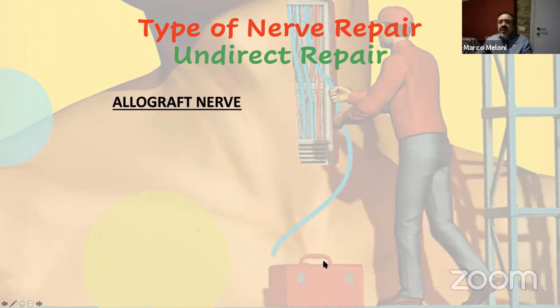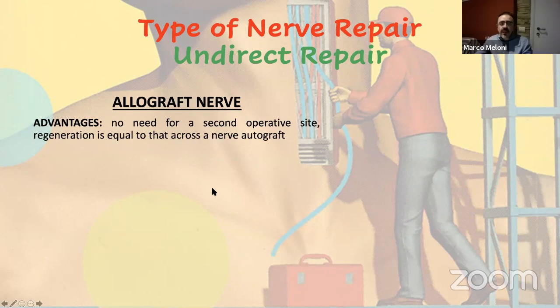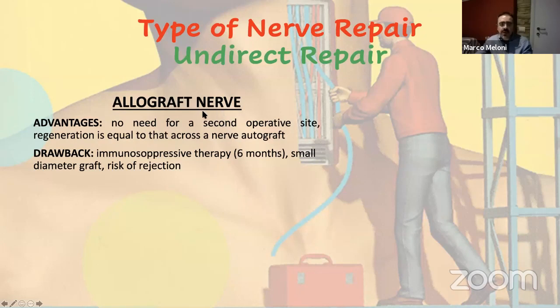Allograft nerves are an alternative to the autograft nerve, when we are not able to do an autografting. Allograft means that the nerve is taken from a cadaveric donor. The advantage is no need for a second operative site, and regeneration is equal to that across a nerve autograft. So why don't we always use allograft? Because there is a drawback: the patients need immunosuppressive therapy. Remember that in allograft nerve there are Schwann cells. The Schwann cells can cause rejection. So the patient for the first 6 months needs immunosuppressive therapy with all the related risks.